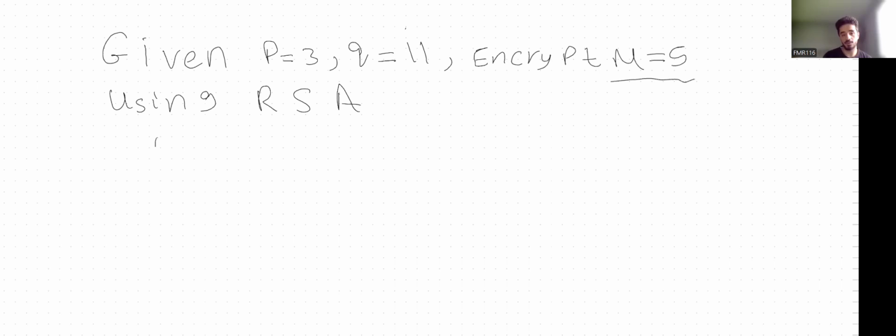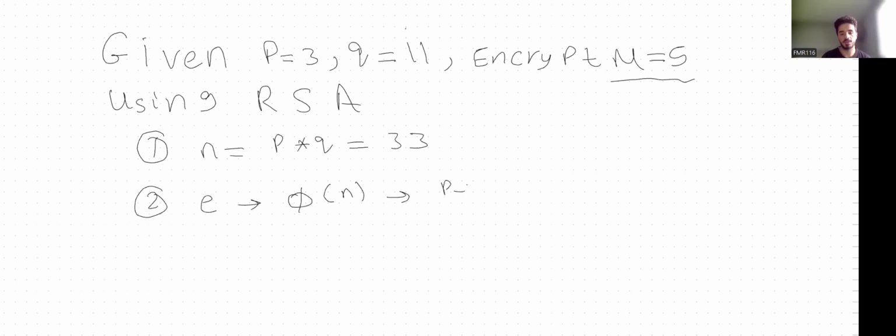First, we need to calculate something called N. N is equal to P times Q, and in this case N is equal to 3 times 11, which is 33. Secondly, we need to find the decryption key. To find it, we need to calculate something called phi of n. Phi of n is equal to (p minus 1) times (q minus 1), and in this case it will be 2 times 10, which is 20.